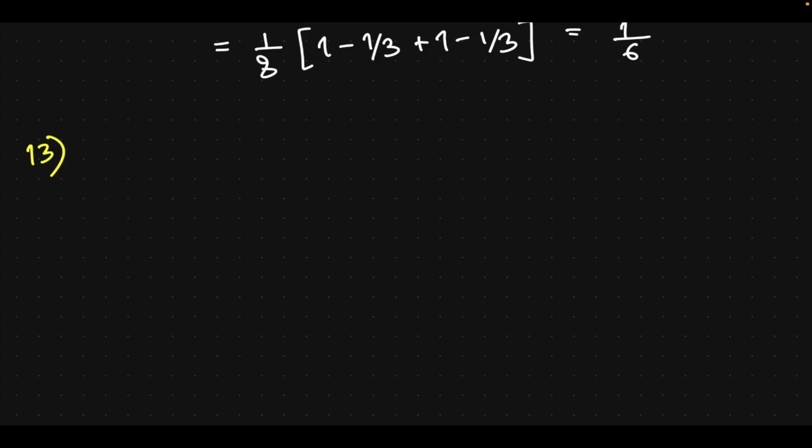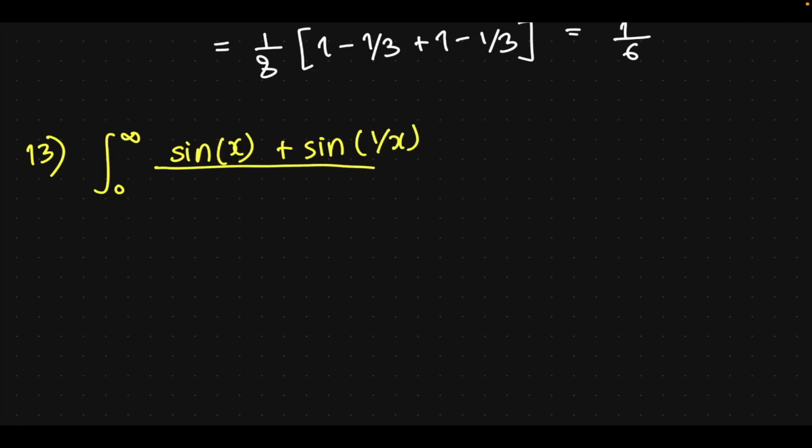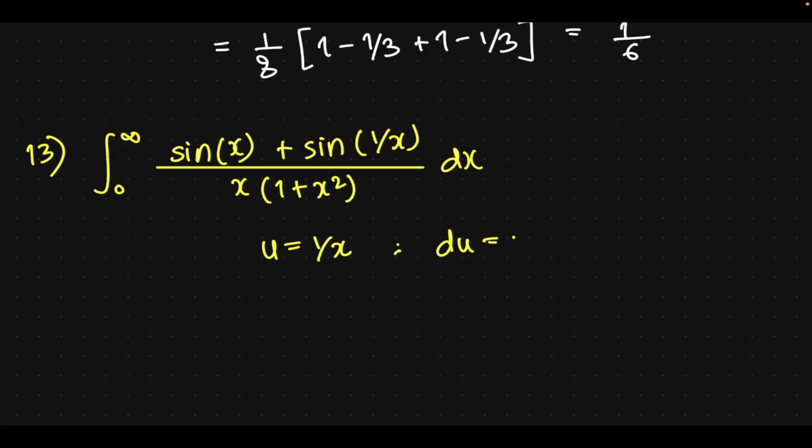So number 13 is the integral from 0 to infinity of (sine of x plus sine of 1 over x) divided by x times (1 plus x squared) dx. Now, noticing the structure in the numerator of a function added to its argument in the reciprocal, we can try u equals 1 over x, a reciprocal substitution. du is minus 1 over x squared dx.